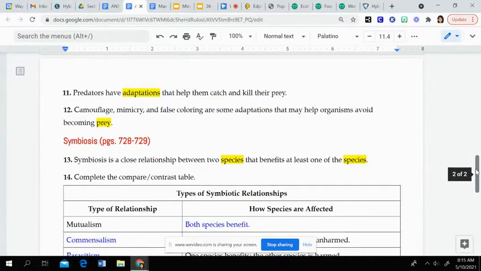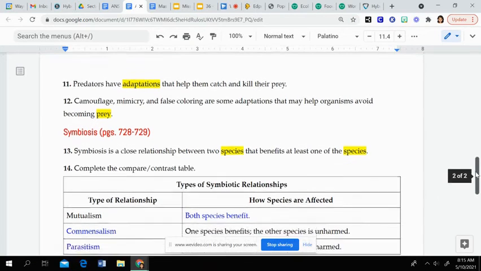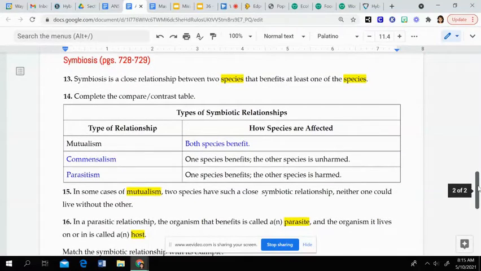Predators have adaptations that help them catch and kill their prey. And then camouflage, mimicry, and false coloring are adaptations that help organisms avoid becoming prey. Then symbiosis, we're doing a worksheet today if you haven't already on this topic, just to gather some more information. But symbiosis is the close relationship between 2 species that benefits at least one of the species.